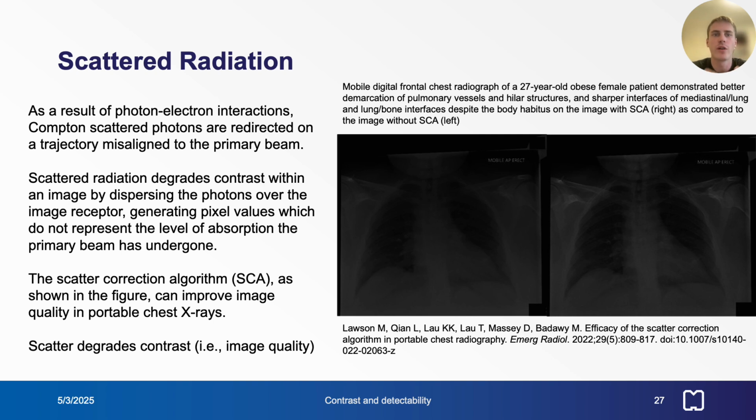So, as a result of photon-electron interactions, Compton scattered photons are redirected on a trajectory misaligned to the primary beam. So scattered radiation degrades contrast within an image by dispersing the photons over the image receptor, which generates pixel values which don't represent the level of absorption the primary beam has undergone. So a scatter correction algorithm, or SCA, as shown in the figure, can improve image quality in portable chest x-rays. So scatter degrades contrast and therefore image quality.